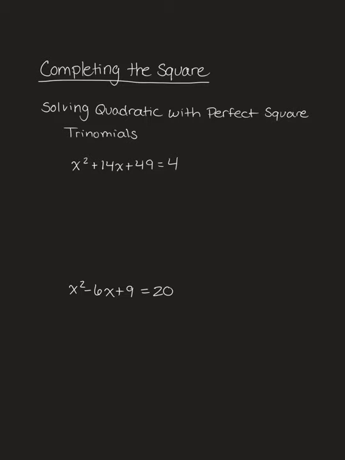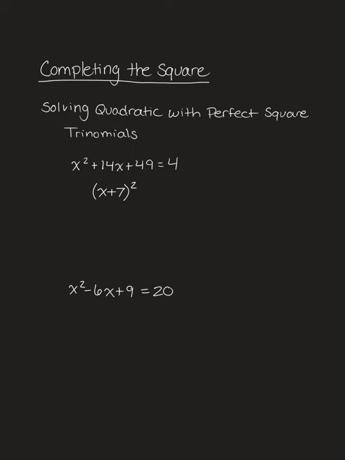Okay, so today we're going to talk about completing the square. But first, I want to show you a nice little trick that we can do whenever we have perfect square trinomials. So if you look at this first example here, x squared plus 14x plus 49 is equal to 4. If you were to factor the left-hand side there, two numbers that multiply to 49 but add to 14, well, that is 7.